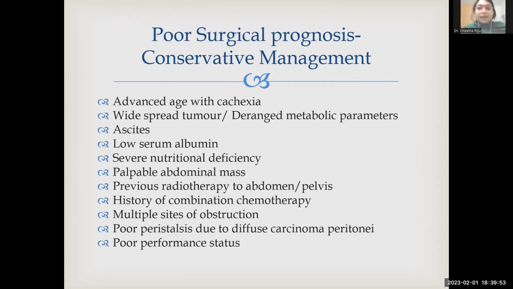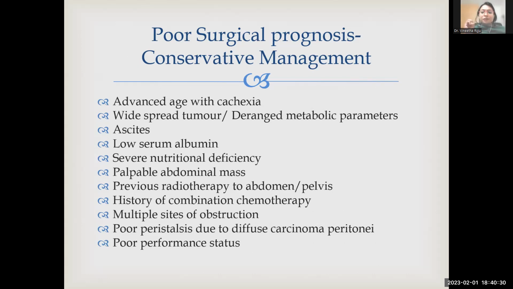So, who carries poor prognosis? Definitely a patient who is aged and having cachexia with a widespread tumor with deranged metabolic parameters, one who is having ascites, a low serum albumin. Low serum albumin had also come in our previous presentation, isn't it? We all know that it increases the morbidity of the patient, and probably the recovery of the patient is going to be much delayed or worse when compared to a person with a normal albumin.